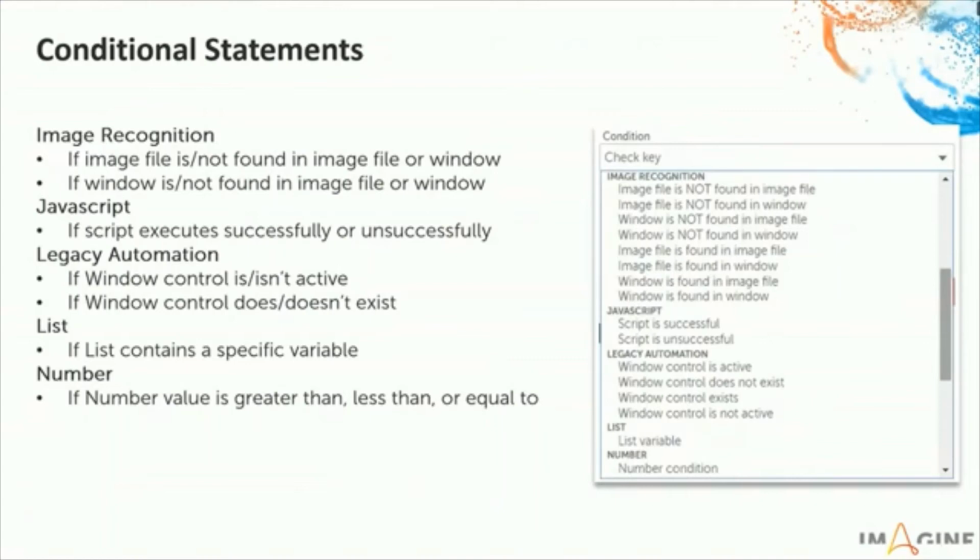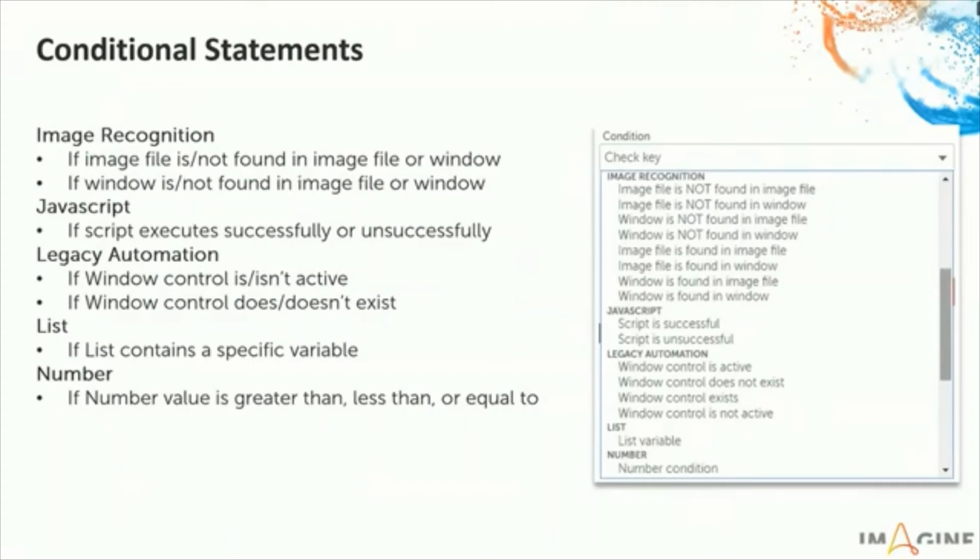Using image recognition technology, we can check to see if an image is found within an image file, or if a window is found within an image file. All sorts of things we could do with image recognition, and checking to see if that image is present is helpful as we're doing automations. We could check to see if a JavaScript that was executed was successful or unsuccessful.